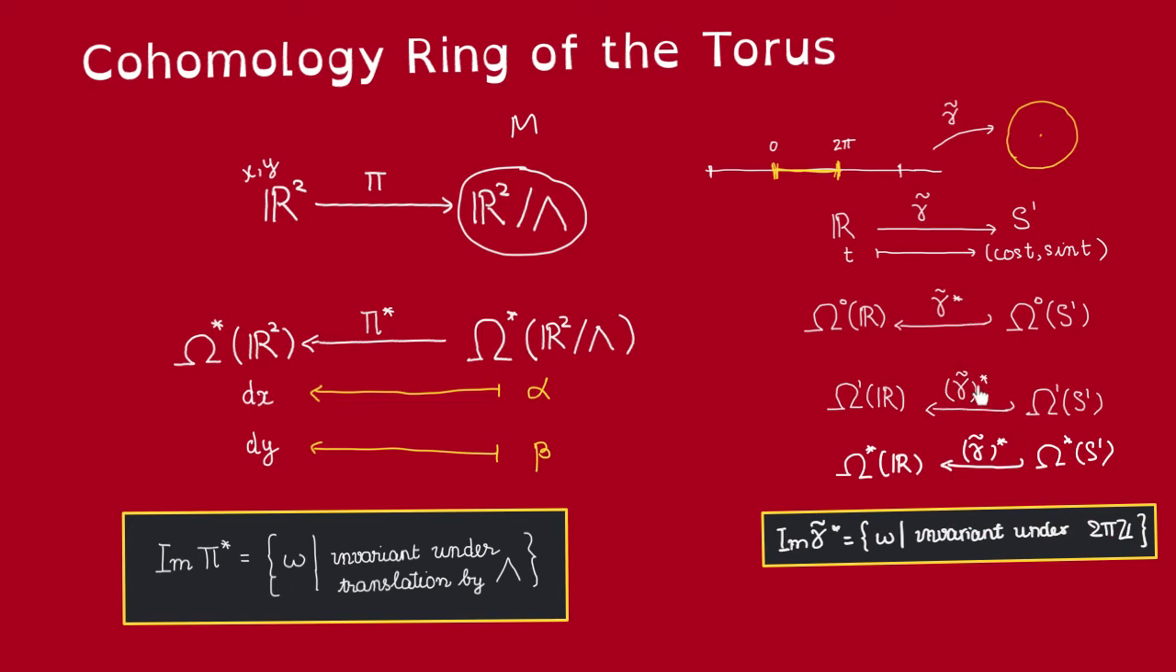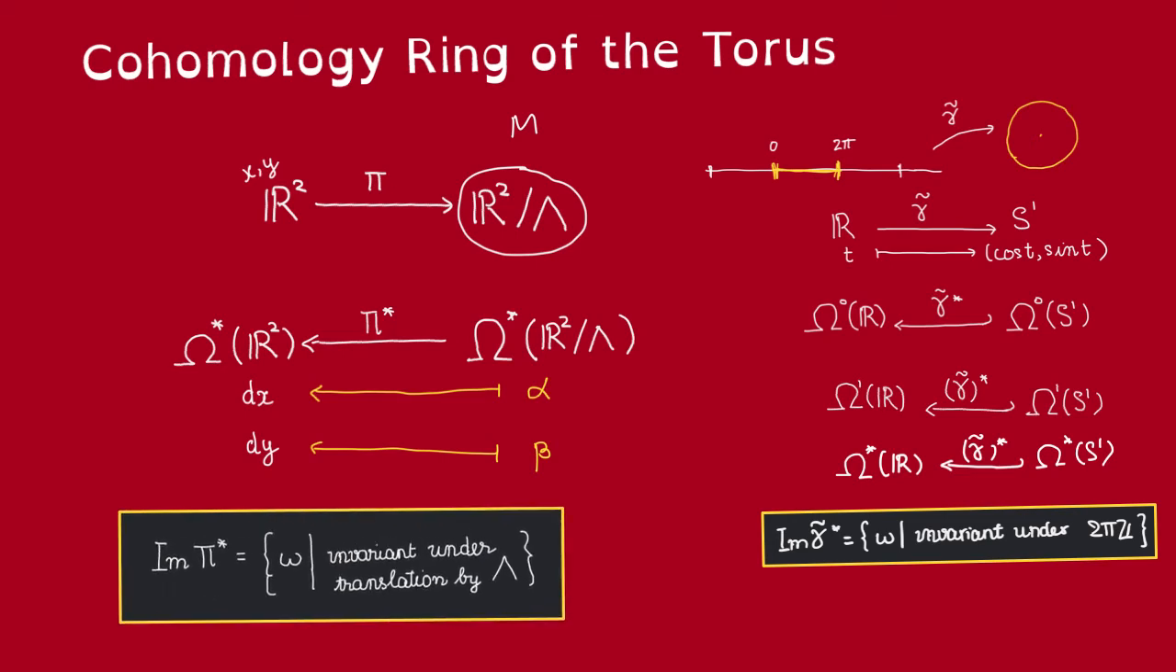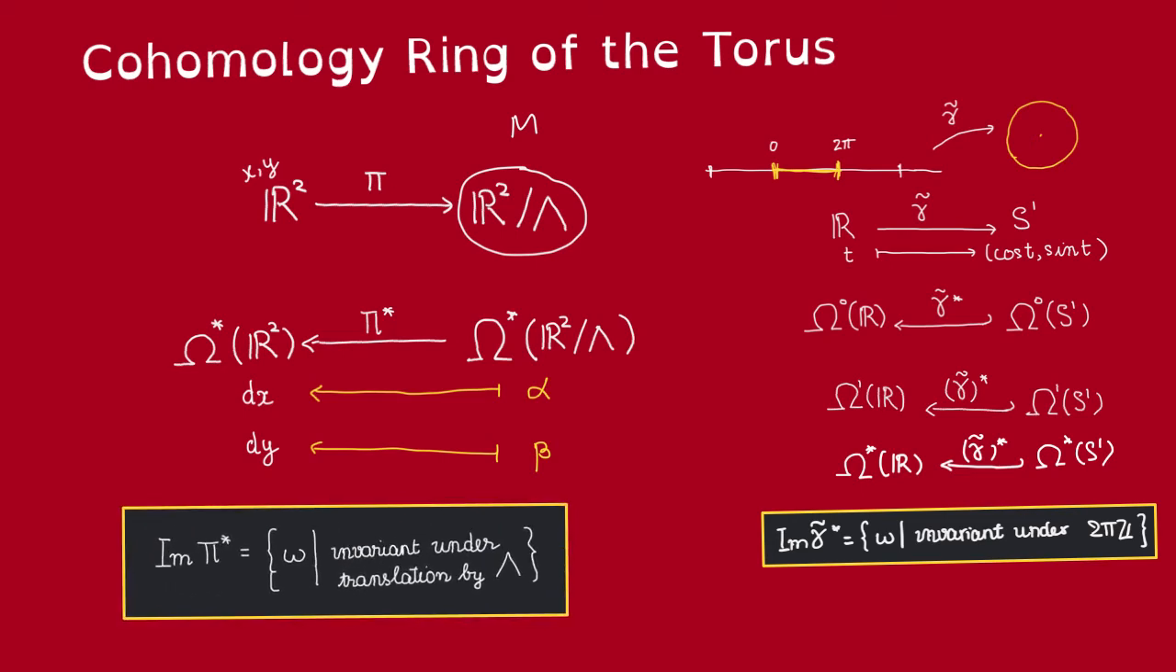Thus, if we combine these two maps to get this single map between graded algebras, then we see that the image of this map can be described as the zero-forms or one-forms that are invariant under translation by integer multiples of 2π. In the case of the torus, the claim is similar. We claim that the image of this pullback map is just going to be all the differential forms that are invariant under translation by lattice elements.